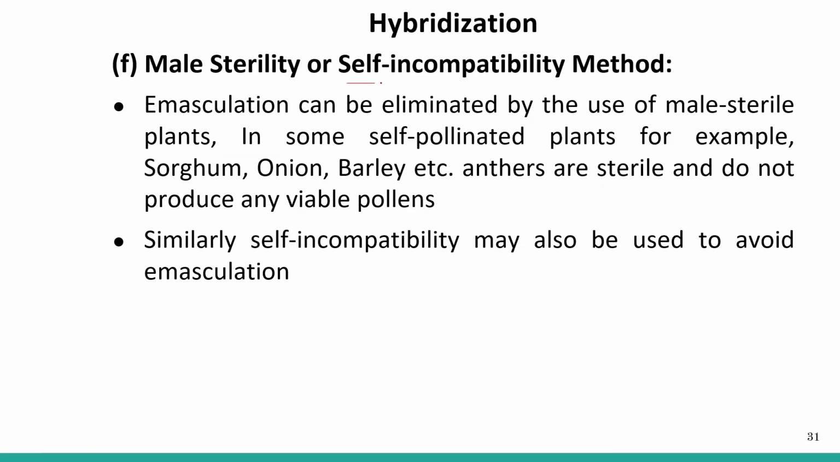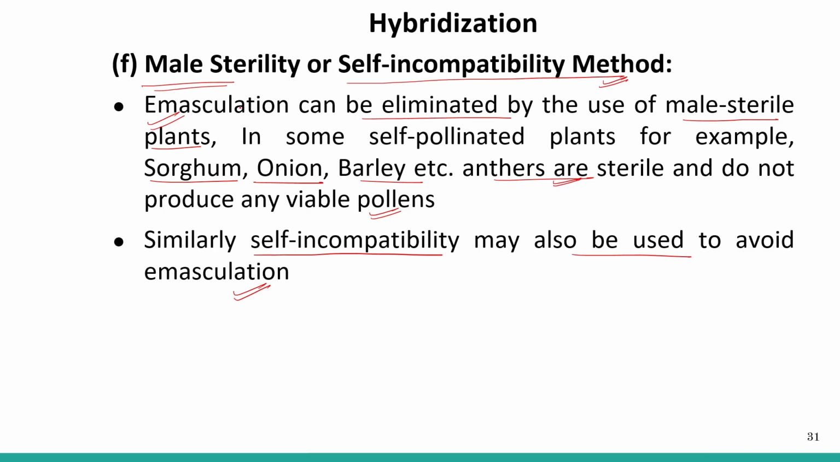Male sterility or self-incompatibility method. Now this is another type. Emasculation can be eliminated by the use of male sterile plants. In some self-pollinated plants, for example, sorghum, onion and barley, anthers are sterile. Anthers are completely sterile and do not produce any viable pollen. So there is no need of doing emasculation. Similarly, self-incompatibility may also be used to avoid emasculation. So this is one of the advantages of this method.